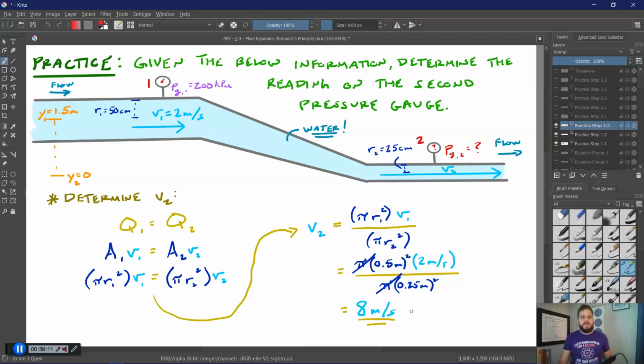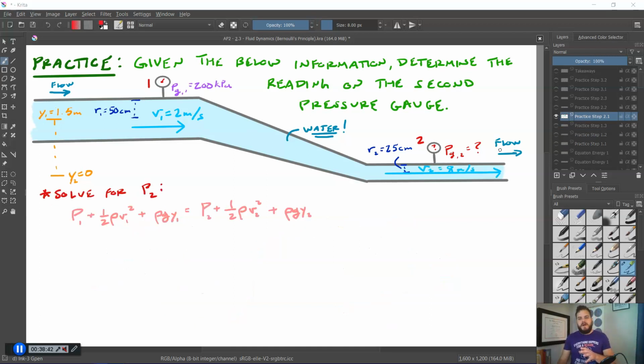Another way to think about it is that the radius at point 2 is half the radius at point 1. Now, since the radius is squared in the area equation, that means the area at point 2 is going to be 1/4 as much as it is at point 1. And if the area is 1/4, the velocities have to balance that out. The velocity at point 2 is going to be 4 times as much as it was at point 1. So we have 8 meters per second compared to the original 2 meters per second.